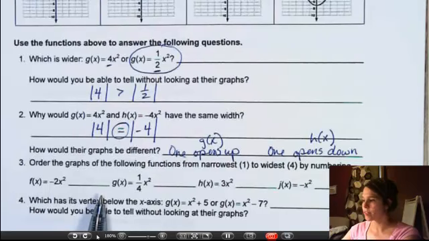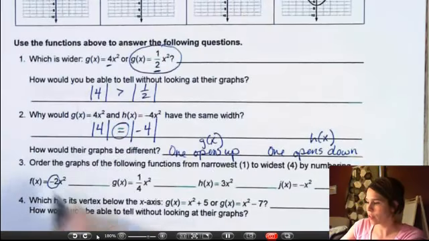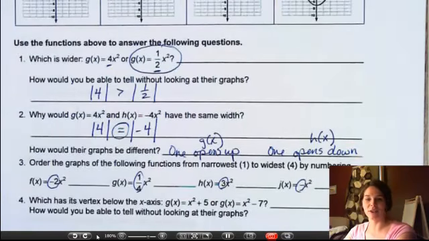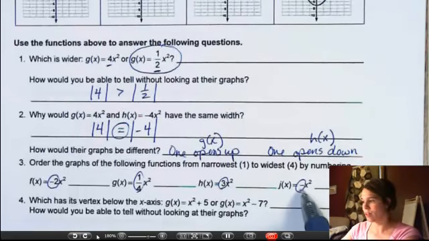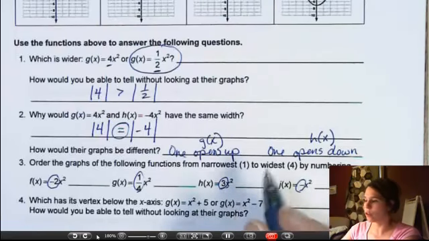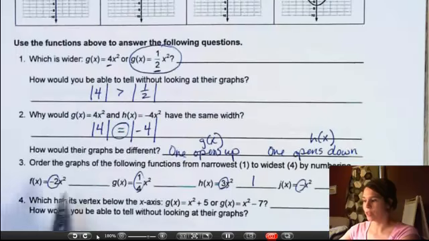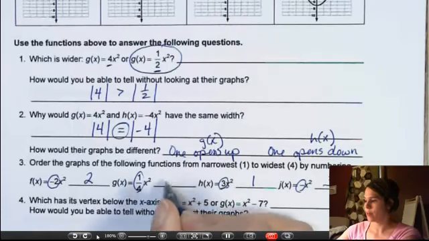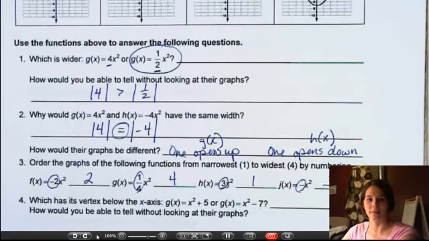Number 3 says order the graphs of the following functions from narrowest to widest. Remember, I'm just looking at all these coefficients, at the absolute value of them. I'm going to go ahead and circle that negative because remember, for x squared to exist there has to be a 1 in front of it. So the absolute value of that negative 1 would be 1. So from narrowest to widest, narrowest is going to be the largest coefficient absolute value. 3 is my largest absolute value coefficient, so it's the narrowest. 2 has the next one. 1, and my fraction will be the widest.